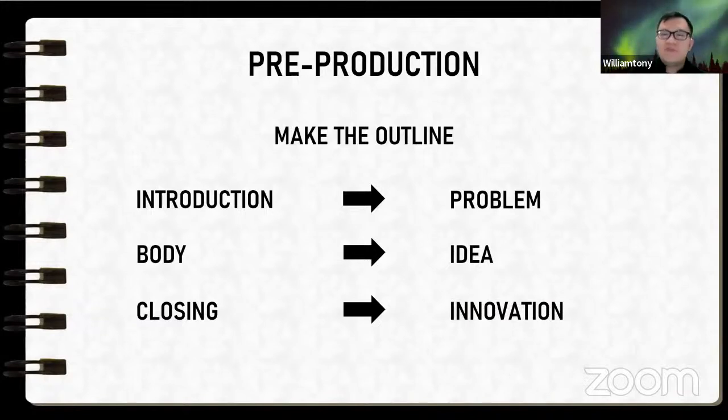So before we make a video, make the outline first. For example, this is the simplest way. If we want to make a 3-minute video, I want to show the problem in 30 seconds, my idea in 1.5 minutes, and the rest is the innovation. So you can make the outline however you like. If you want to make the problem 1 minute, idea 1 minute, innovation 1 minute, it's up to you. It's free.